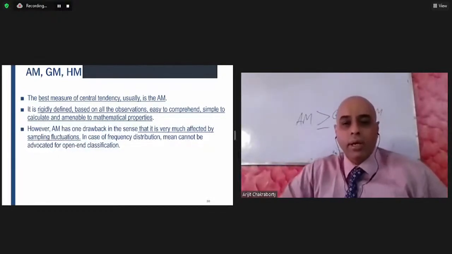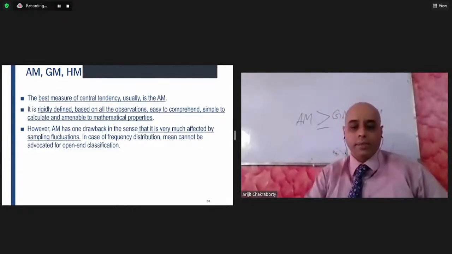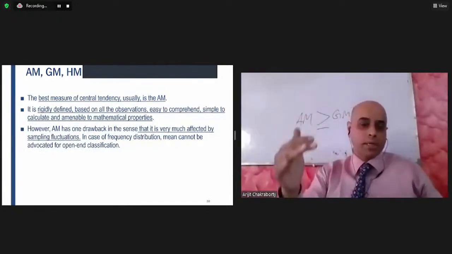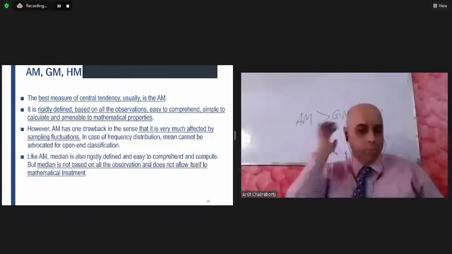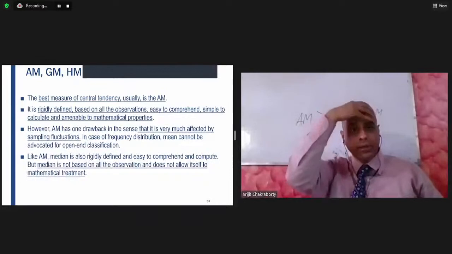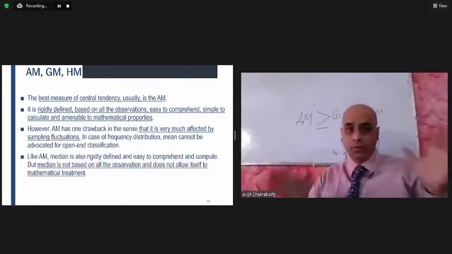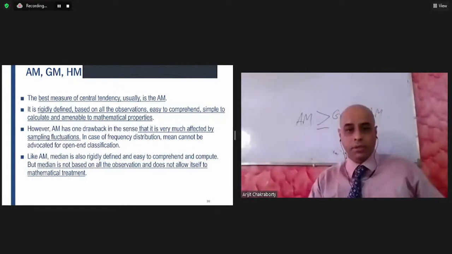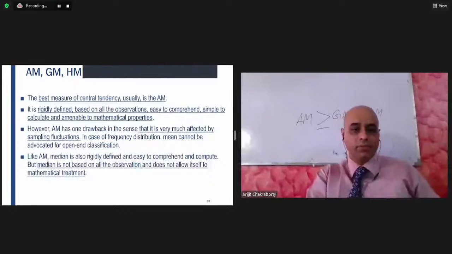But AM has a drawback because it is affected by sampling fluctuations. And in case the distribution is open-ended, that means there is no upper class boundary, mean cannot be used. Median is also rigidly defined. It is quite easy to understand and compute. Median is not based on all the observations. Ultimately median means the middle. So it is not based on all the observations and does not allow itself to mathematical treatment. That is another problem we have with median.